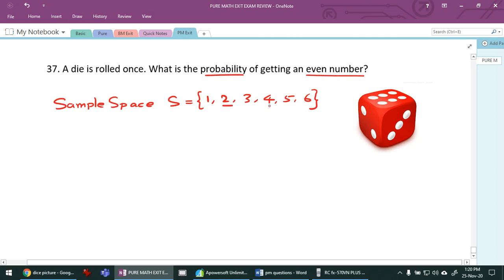So here 2, 4 and 6. So what is the probability of an even number? We have a total of 6 numbers. Out of this, 3 are even numbers, 2, 4 and 6. So 3 and 6 will cancel. The answer is 1/2 or 0.5.